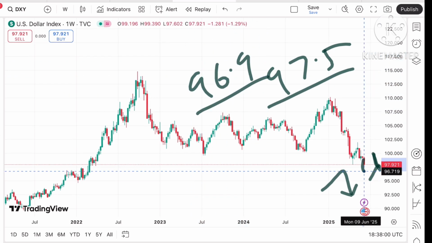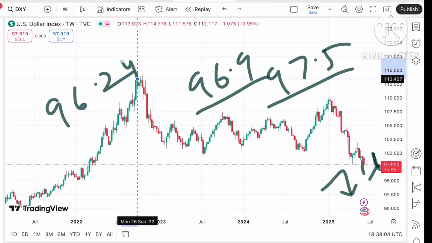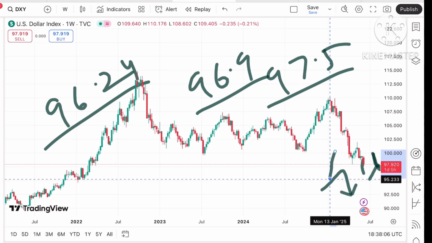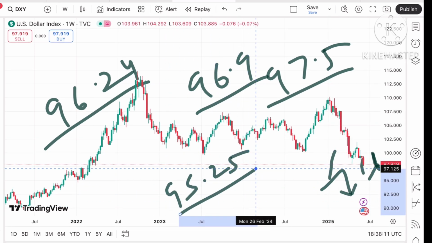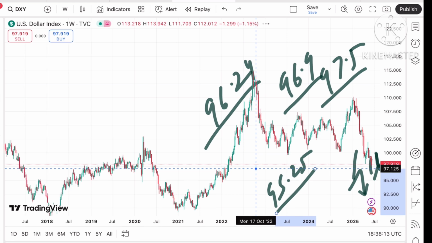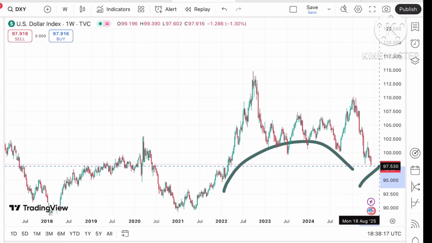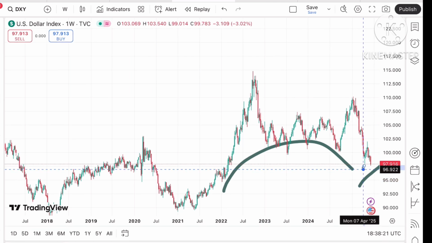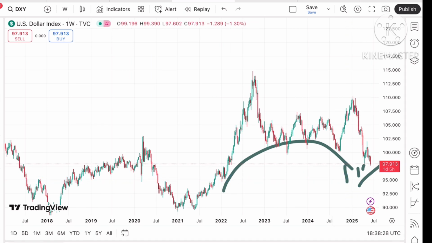Suppose the price falls below that particular level, there is a chance of touching 96.24, and if the price falls below that level, we can see it can touch a level of $95.25. Okay, three things you have to understand here: a U pattern is forming at this level, and if the price starts going below this level, there is a chance of touching 97.5, then a level of 95.7, and then a level of 94.6.